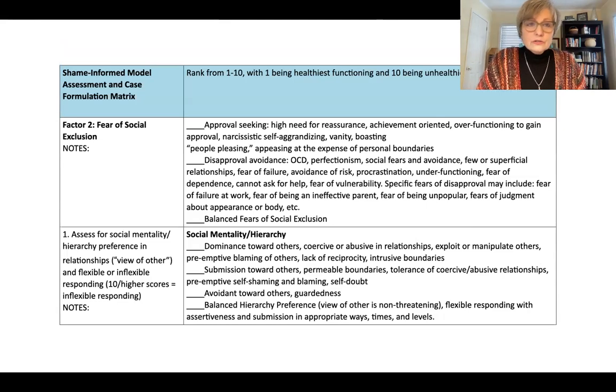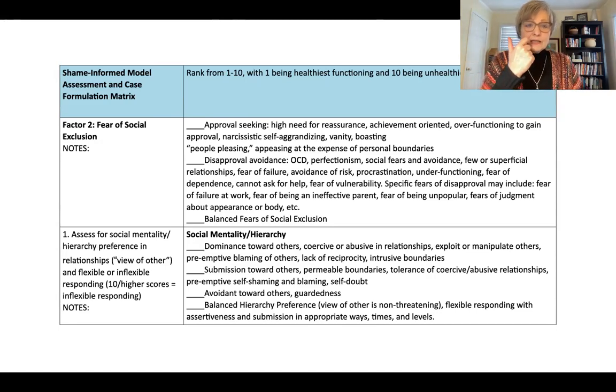Second factor, fear of social exclusion, which we talked about. We can divide this into approval seeking or disapproval avoidance. Approval seeking: high need for reassurance, over-functioning, often perfectionistic over-functioning, or also narcissistic boasting and self-aggrandizement to get approval. People-pleasing behaviors are in this one. Or disapproval avoidance: avoiding making mistakes and gaining disapproval, which can look like OCD, perfectionism, social fears and avoidance, avoidance of relationships, etc., or specific fears about being disapproved of for failures.